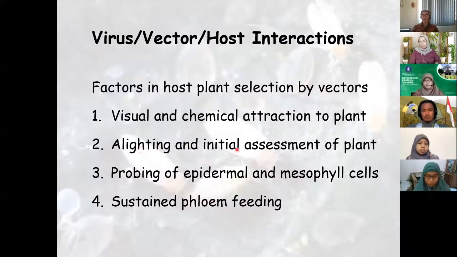If it lands on the plant, it then will do an initial assessment of the plant to see if it's likely to be a host. It will start probing the epidermal and the mesophyll cells to see what it tastes like. If it doesn't taste right, it might fly straight away. If it thinks it's on the right plant, then it will try to find the phloem and start feeding on the phloem tissue. So in step three here, the non-persistent viruses can be transmitted in very short exploratory probes. In step four, the phloem transmitted viruses can be transmitted.